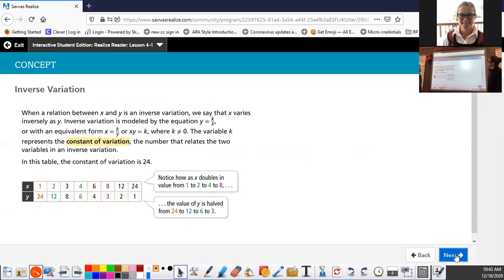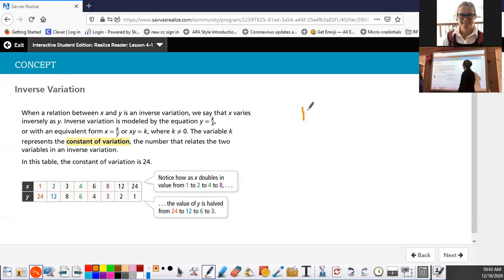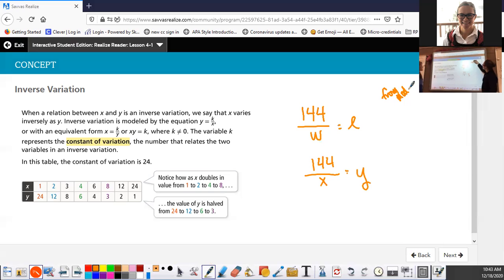So here for your notes, just to be super clear, when a relationship between x and y is an inverse relation, we say that x varies inversely as y. There's a couple different ways to say it. But inverse variation is modeled by y equals k over x. So in our area example, 144 would have been our k, our constant. We call it a constant of variation. In other words, it's that product. 144 would equal x times y. So you know that third column that you got, k, is going to be found by multiplying x times y.